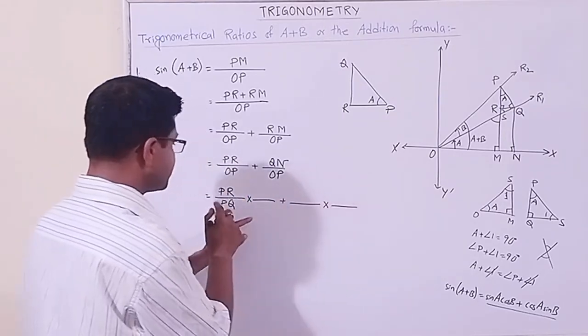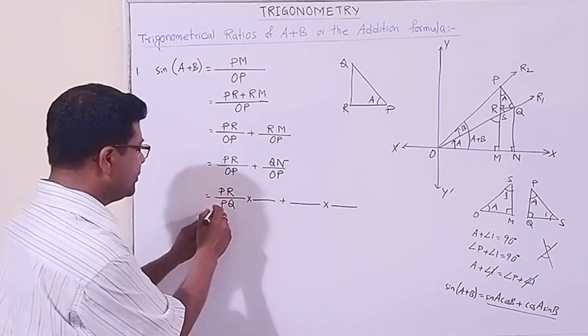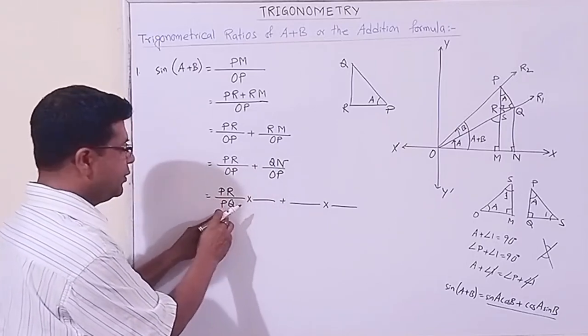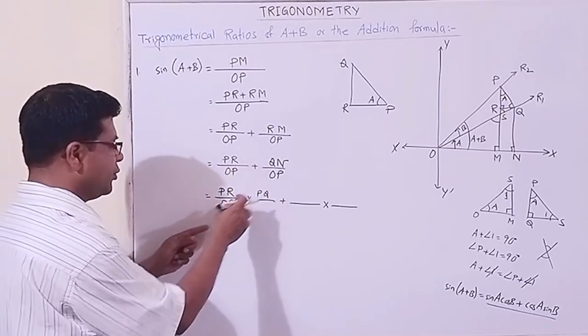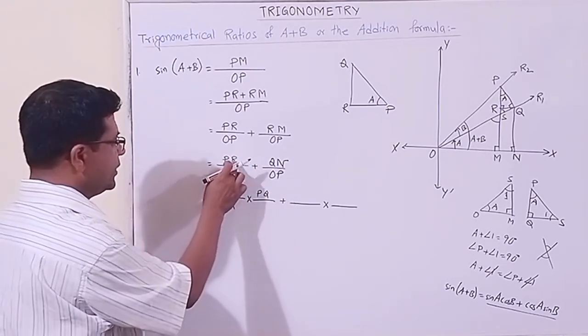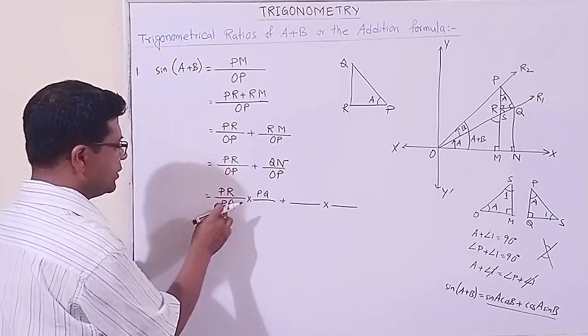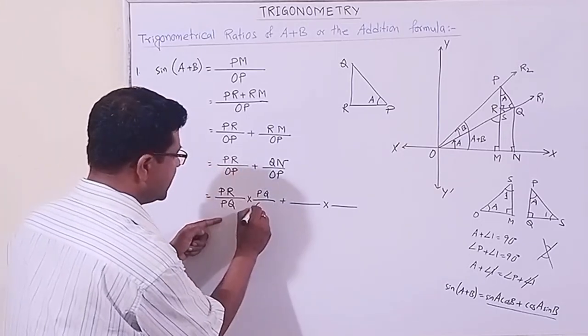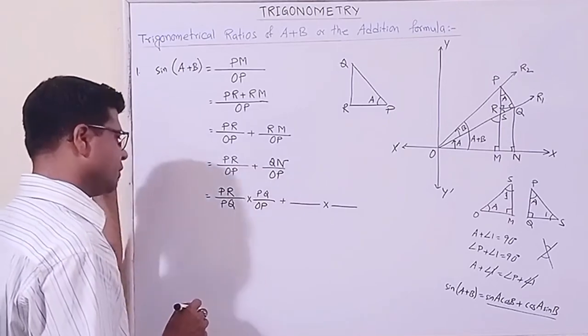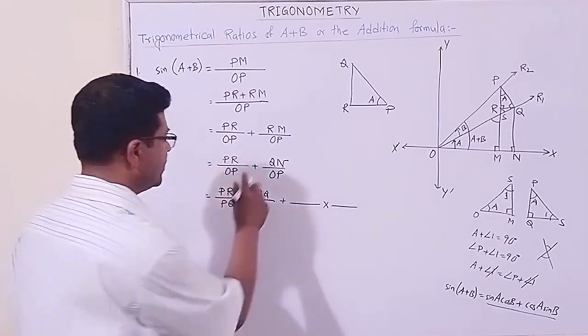Now suddenly, from where will we get PQ? If we have divided by PQ here, we have to multiply by PQ. Then you can think that PQ cancels, and again we are getting the same. PR is written, PR is written. We put PQ here, also we put PQ. This OP is left, let us write OP. Okay, we are moving in the right direction. Now this QN.